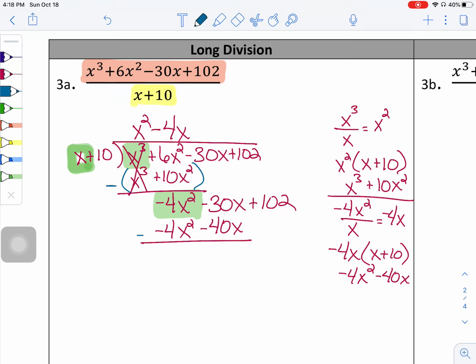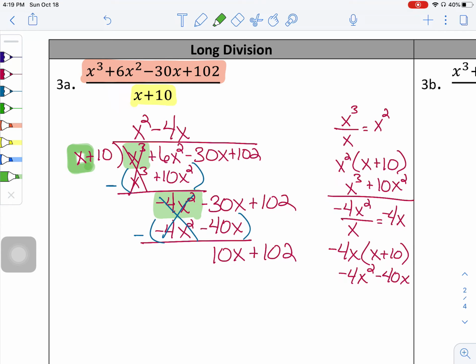And we need to subtract, but again, it's both pieces, not just one. So negative 4x squared minus negative 4x squared, those two are going to cancel. Negative 30x minus negative 40x. Be really careful with your signs. This turns into 10x. And then again, I'm going to bring down that plus 102. And we're going to start it again.